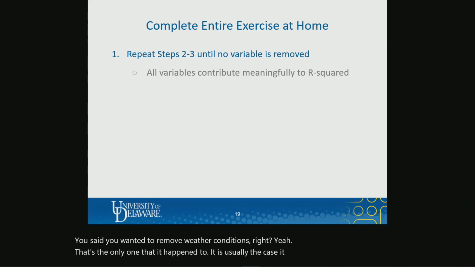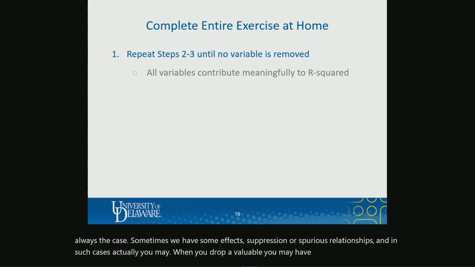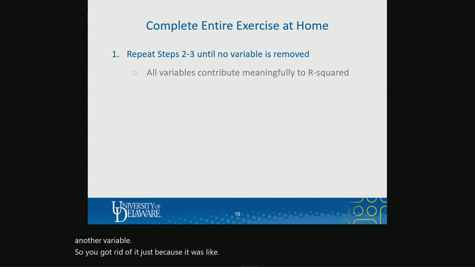It is usually the case, but it is not always the case. Sometimes we have some effects like suppression or spurious relationships. And in such cases, when you drop a variable, you may have a larger effect on another variable. Oh, okay. So you got rid of it just because when it said 0, it's doing nothing? Like when the difference is 0? Yeah. So it is not actually 0.